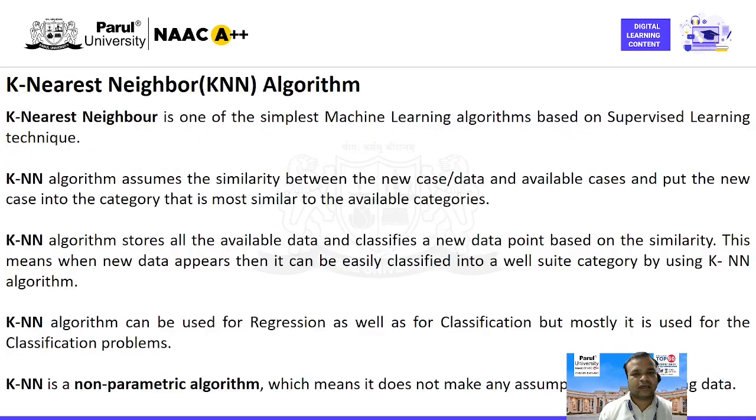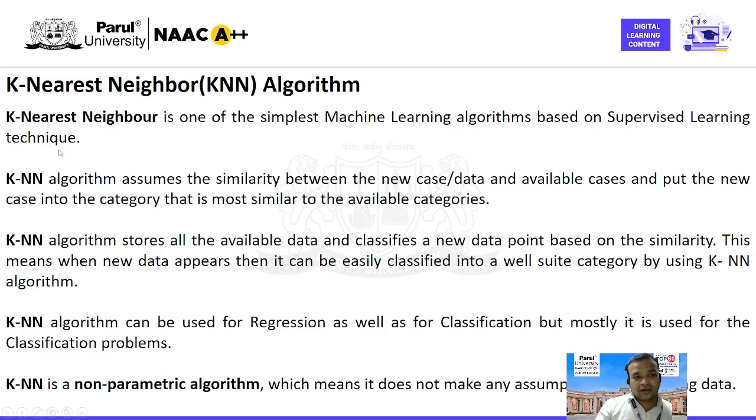Next is the KNN algorithm, the K nearest neighbor algorithm. K nearest neighbor is one of the simplest machine learning algorithms, based on the supervised learning technique. The KNN algorithm assumes the similarity between the new case, new data, and available cases, and puts the new case into the category that is most similar to the available categories.